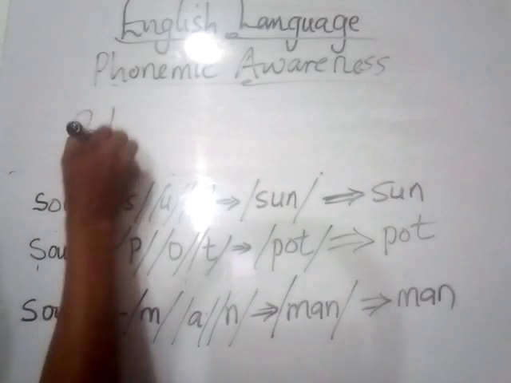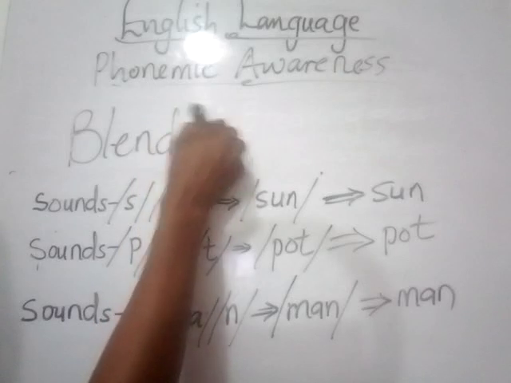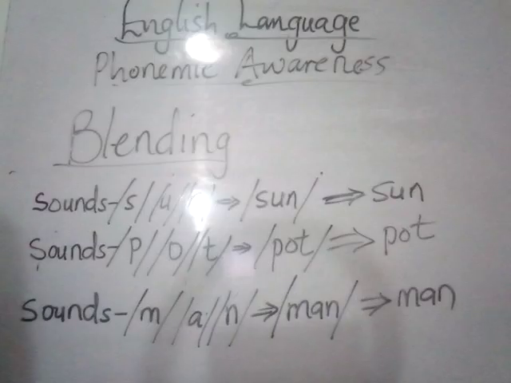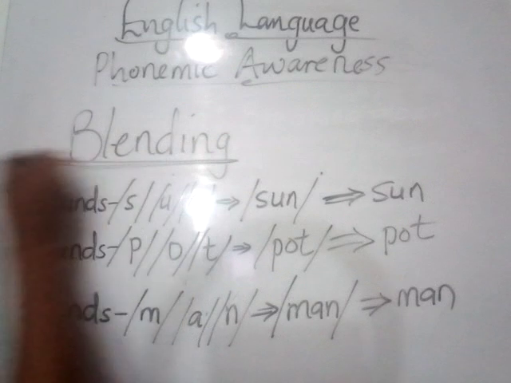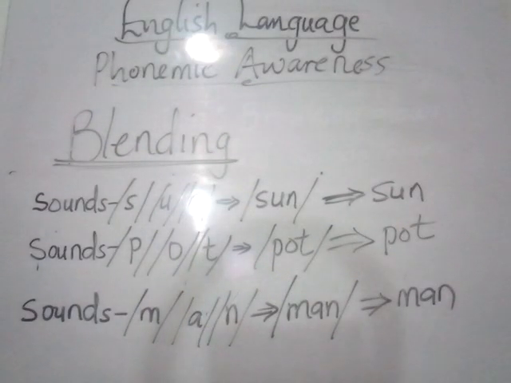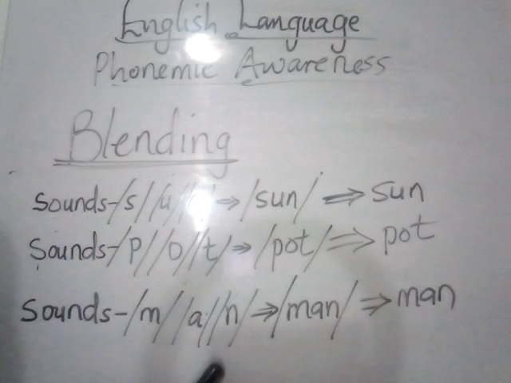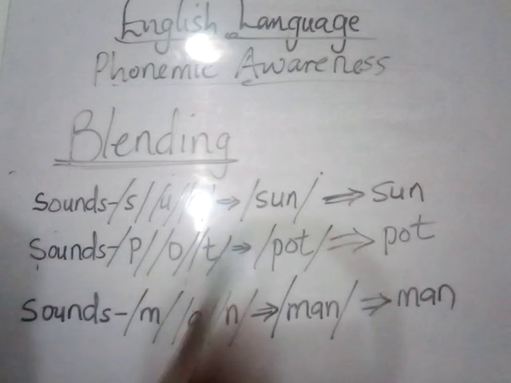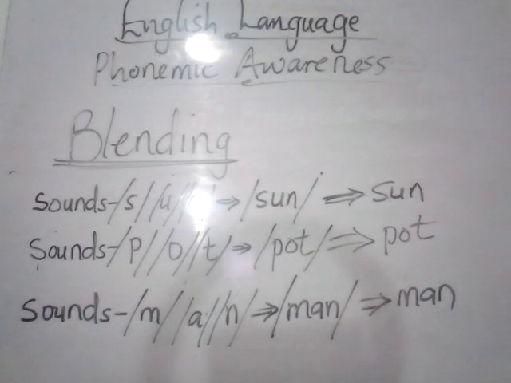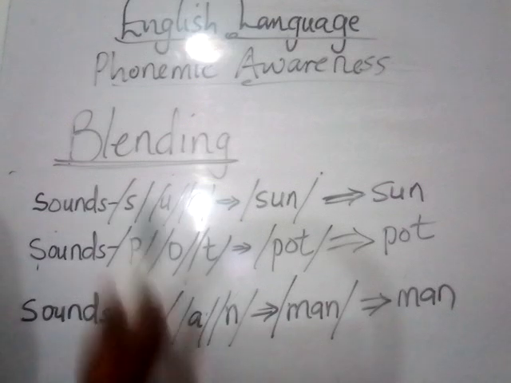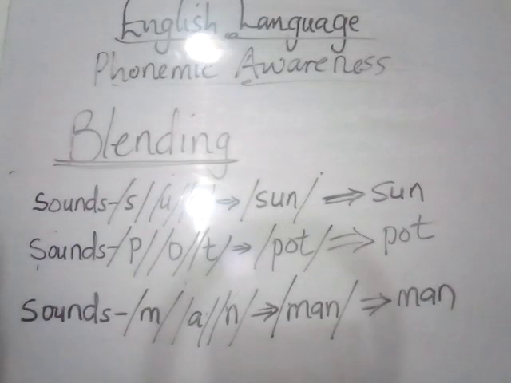Blending. And what is blending? Blending is simply the opposite of segmentation. Remember, we said segmentation is breaking down a word to show the individual sounds that combine to form that word. Now, in the case of blending, blending means combining the individual sounds to form a word. You see that they're exactly opposite, blending and segmentation. So while segmentation breaks down a word for the individual sounds to be seen, blending actually brings together the individual sounds to help in forming a word.